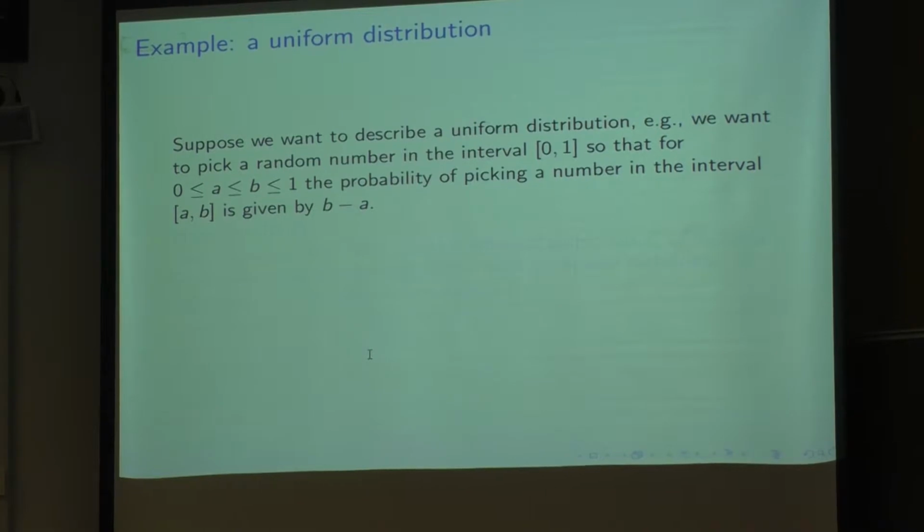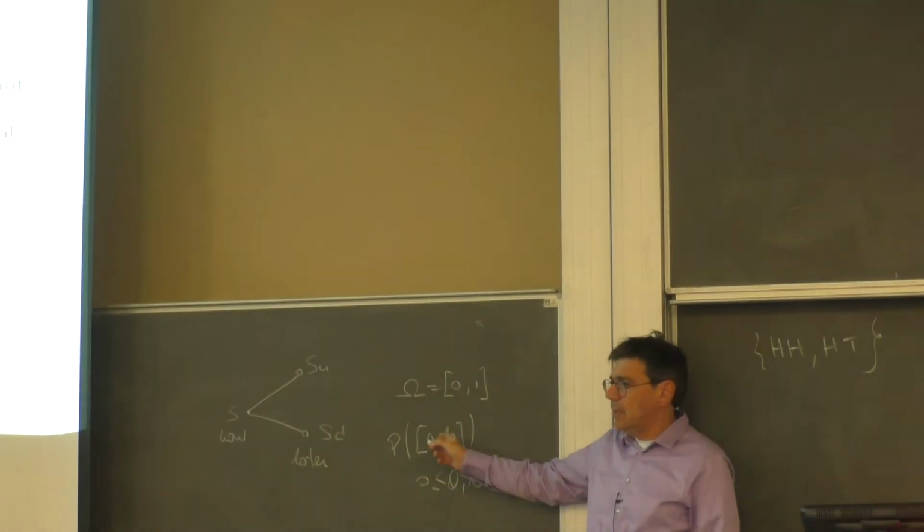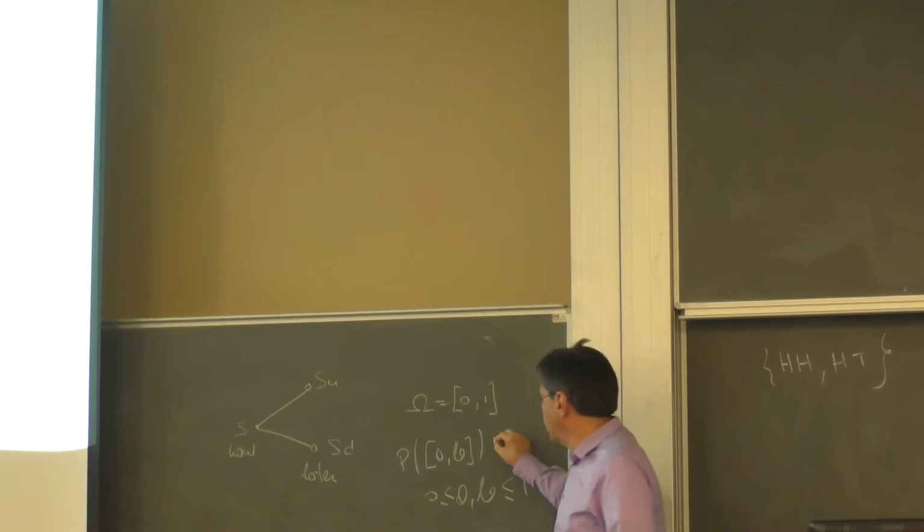And then I want to define a set of events, and I want to define a probability on these events. And what I want is that if I ask myself, what's the probability of the event (A, B), when A and B are between 0 and 1? So what does this say? This is saying, what's the probability of picking a number between A and B? So we want this to be B minus A.